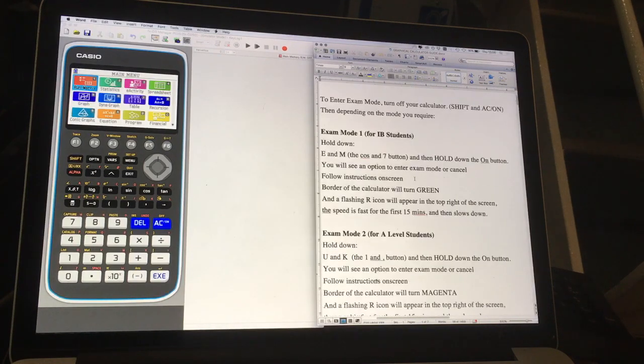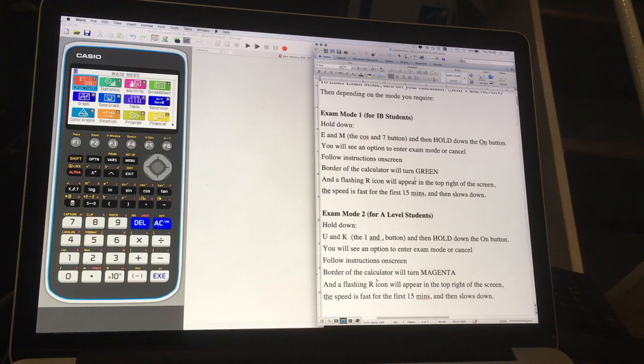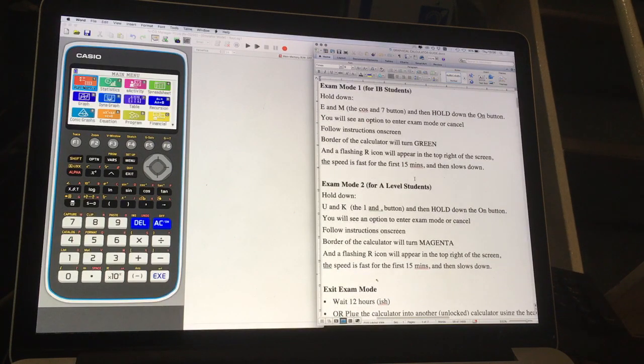So I'm going to get you guys to put your calculators in exam mode 1, just so you can get an idea of what it's like. And exam mode 2 is very, very similar. So if you turn off your calculators, hold down the E and the M button. I'm talking about the letter keys there. If you look for the red letters above each key, I think they turn out to be the COS and the 7 buttons. Hold those down while it's off, and then hold down the on button, and keep them all held down until you see "would you like to enter exam mode".